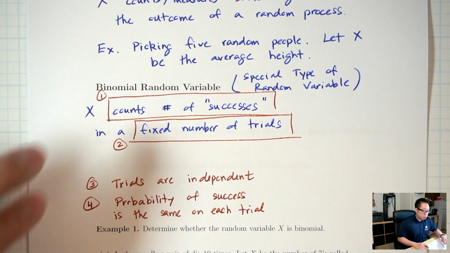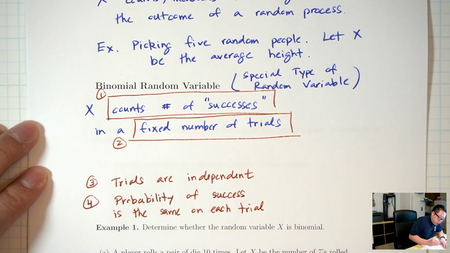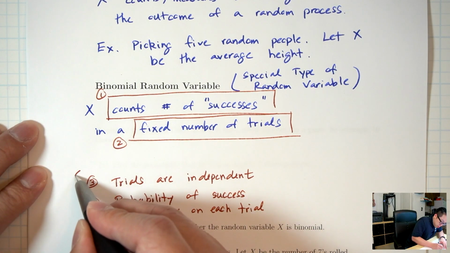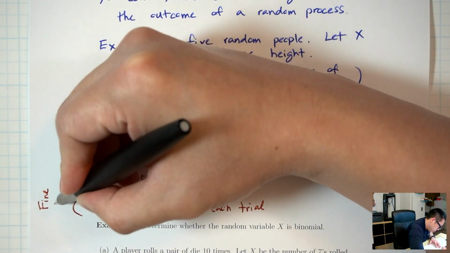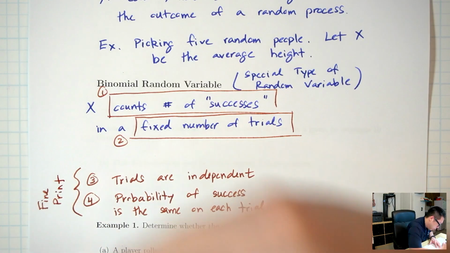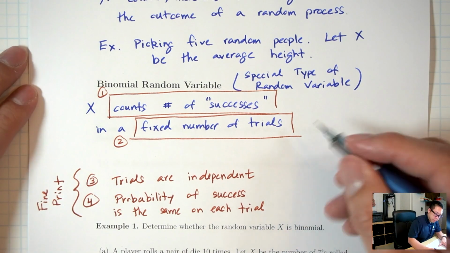Okay, so 1 and 2 are the 2 main requirements that are most important for us. 3 and 4 are also important, but I'm going to call these the fine print, because for the situations we're going to be talking about, 3 and 4 come almost for free. And we just have to check 1 and 2. Let me give you 2 examples.